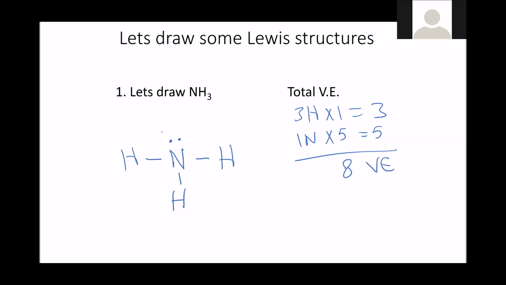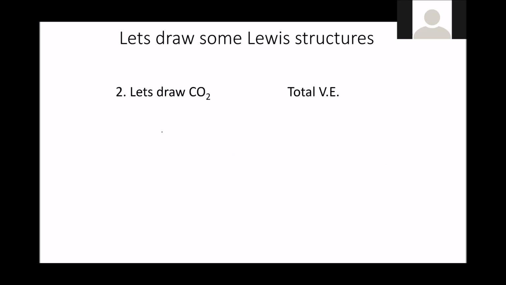Let's do one more example, carbon dioxide. What is the first step? You find the total valence electrons. How many valence electrons do we have? You have 1 times 4 for carbon, that's 4. Then 2 times 6 for oxygen, that's 12. So that's a total of 16 valence electrons.